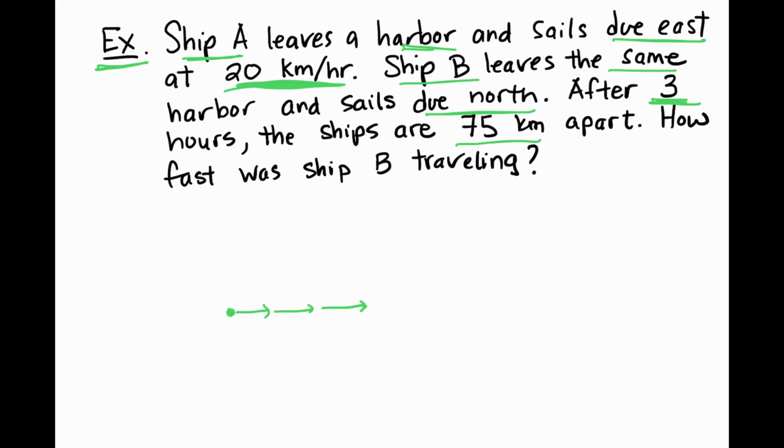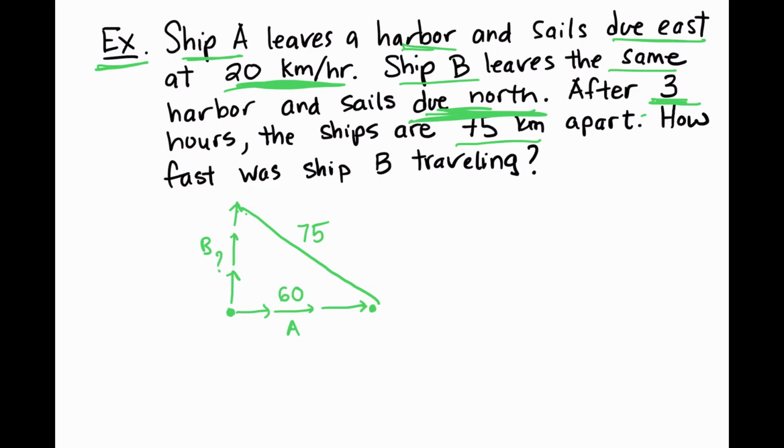Ship B is traveling north, in this direction, again for 3 hours, and we don't know how fast it's going, but we know that after 3 hours, the two ships A and B are 75 kilometers apart. And so the question is, how fast was ship B traveling? We know ship A traveled 60 kilometers, and this is unknown.